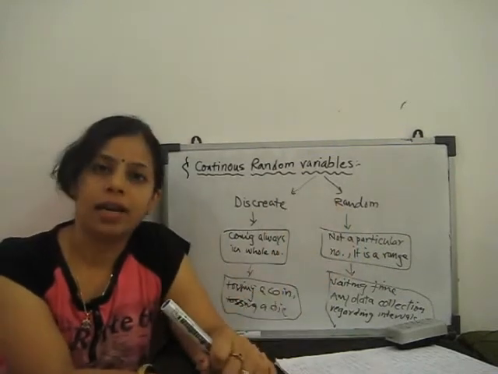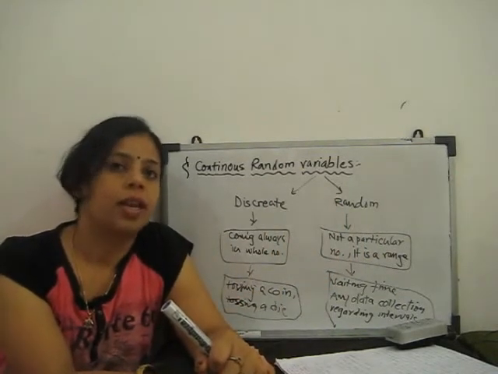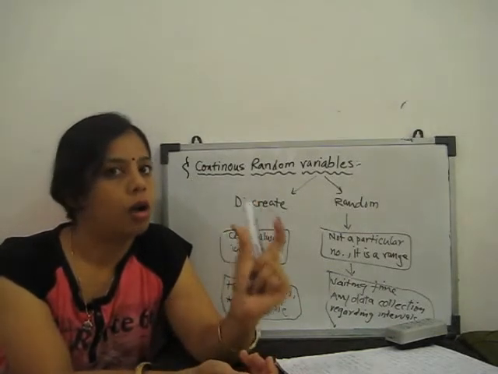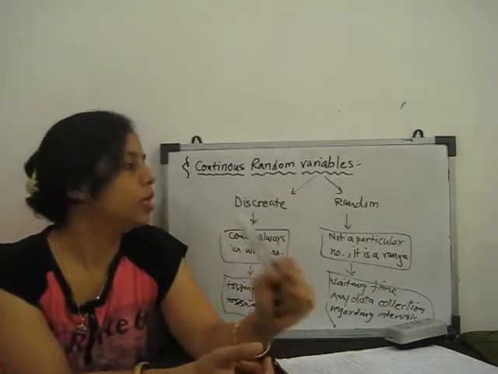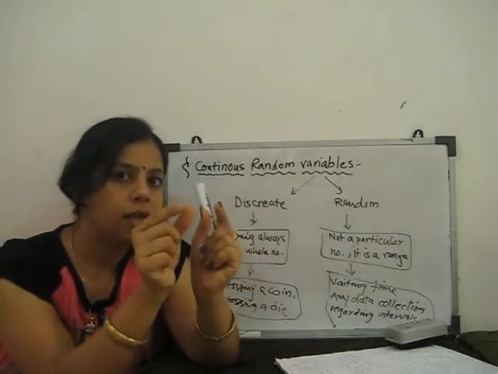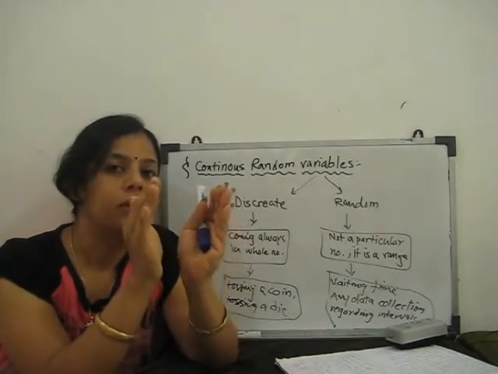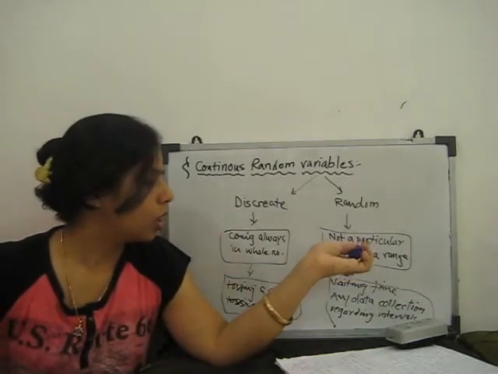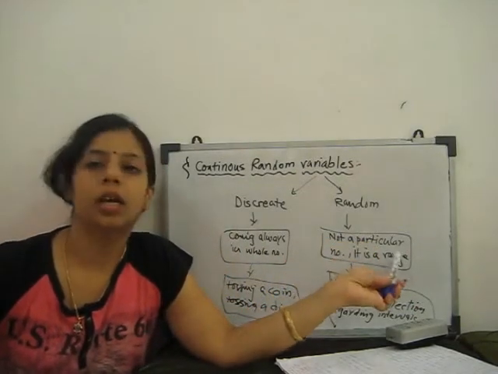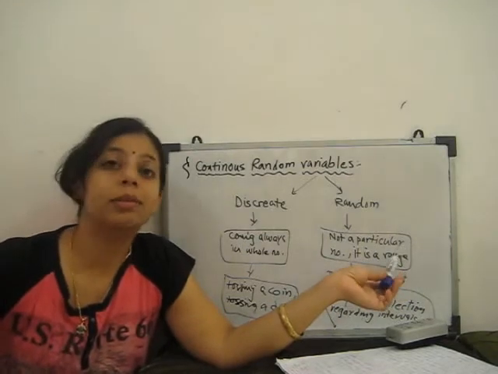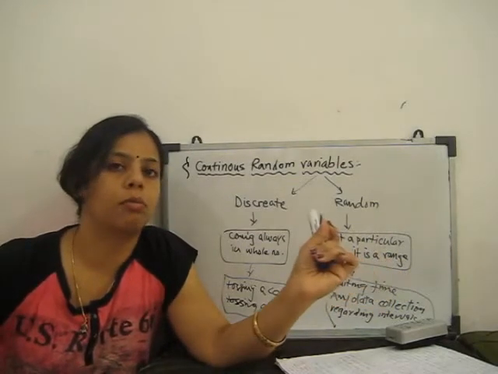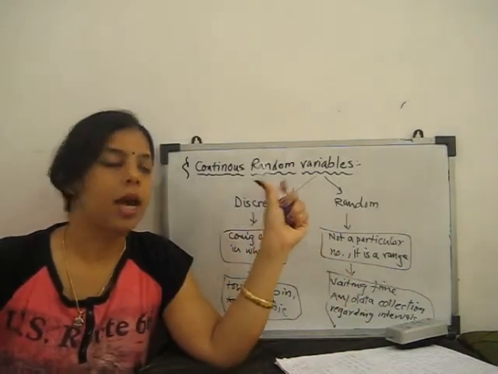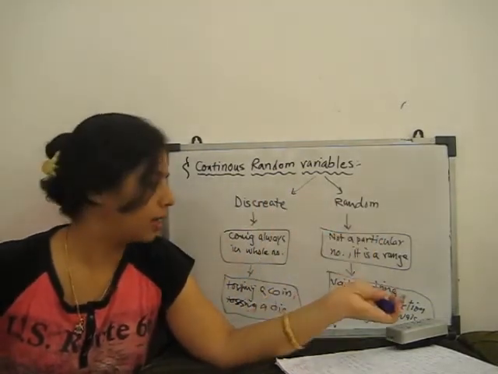But for the random variable, we never talk about a number. We talk about a range, meaning we talk about where data lies within a very small range. So this is not a particular number, it is a range. Random variable means it is a range, not a particular number like 4, 5, 7. Numbers lie in discrete, ranges lie in random variables.